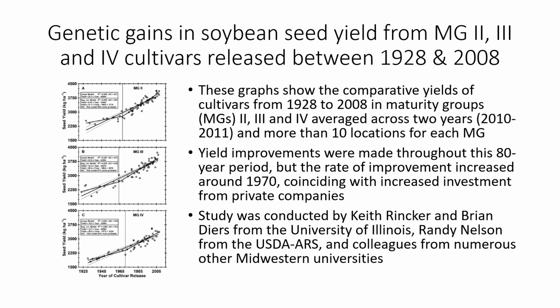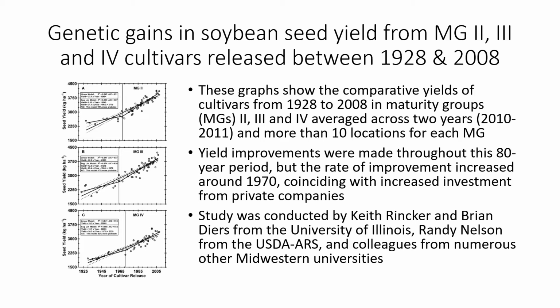These tables show the development of or improvement in soybean yields between the 1920s and 2008. This was a study done by Brian Deers, the soybean breeder with the University of Illinois, and his grad student Keith Rinker, in collaboration with researchers from the USDA ARS and other universities. What these tables show are the yields of soybean varieties that were released during that period of time between the 1920s and 2008, all grown in the same environments in 2010 and 2011. So you can see that as time went on, the varieties had a greater yield potential.